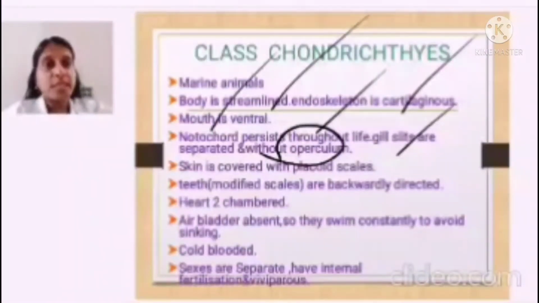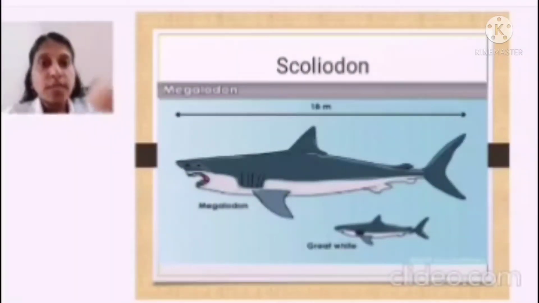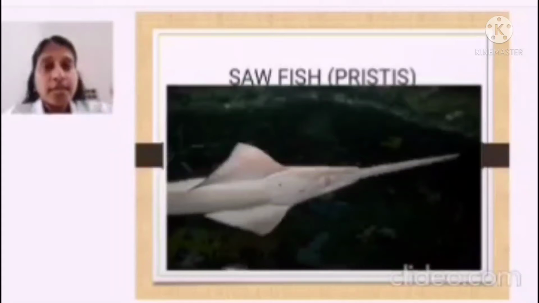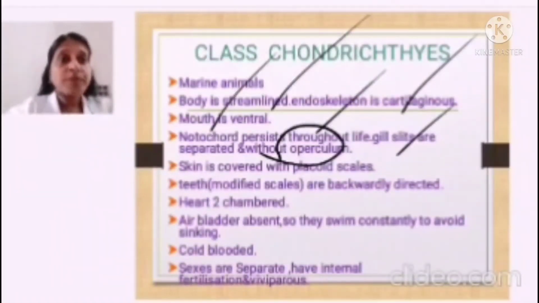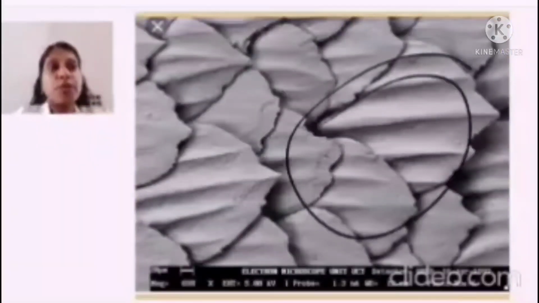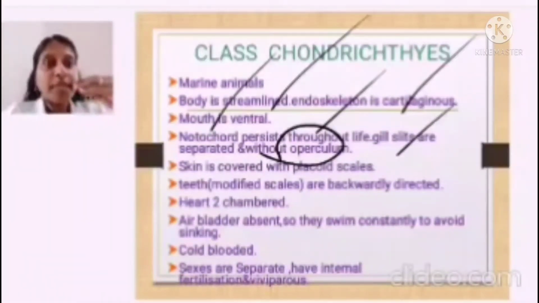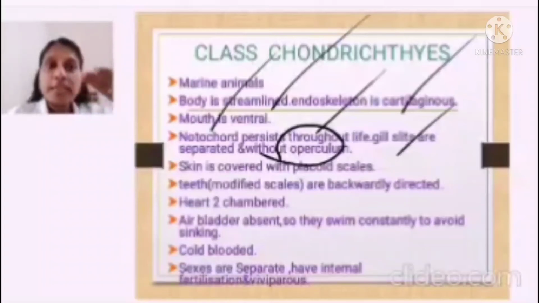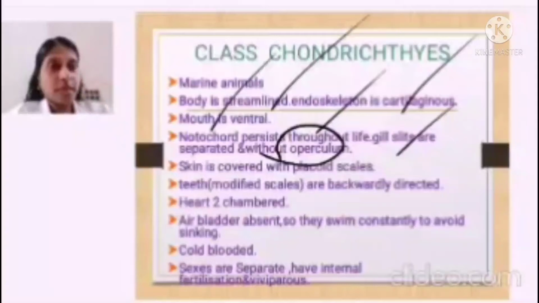Operculum is absent in case of what? This chondrichthyes. Okay, so this is example for what? This chondrichthyes. This is an example for chondrichthyes. They do have gills, but they do not have the opening called as operculum. Skin is covered by placoid scale. You can see this type of scales, we call it as microscopic view, placoid scales. What do we call the shape? We give the name placoid scales. Okay, and teeth are modified scales forming what? They are forming teeth, and these teeth are directed backwards, so they will be present like back side. Okay, so inside somewhat like that.